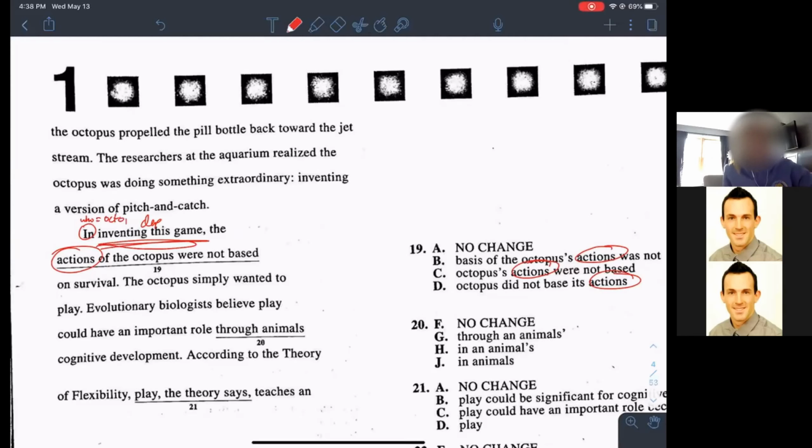And so that's the reason why a lot of students get this one wrong. It's always about identifying specifically who or what we're referring to in "inventing the game." Who is specifically inventing it? What are we referring to? Is it the actions? Is it the basis? In this case, it's the octopus that's specifically doing something. So this is going to be your active voice. Got it. But specifically identifying your subject first. Sound good?